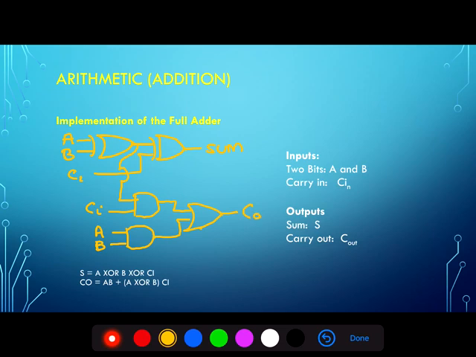So this is the implementation of the full adder with a minimum number of gates. We have one OR gate, two XOR gates, and two AND gates here for a total of 5 gates. That's pretty good for the implementation of a full adder.